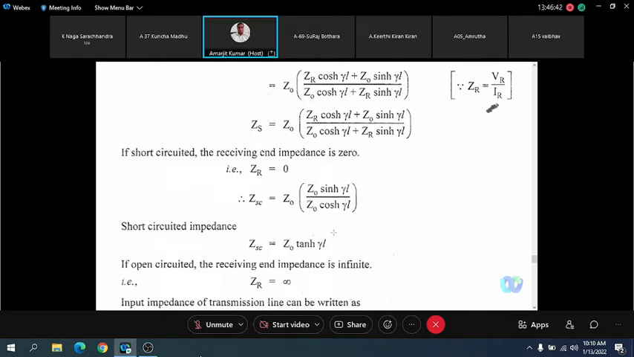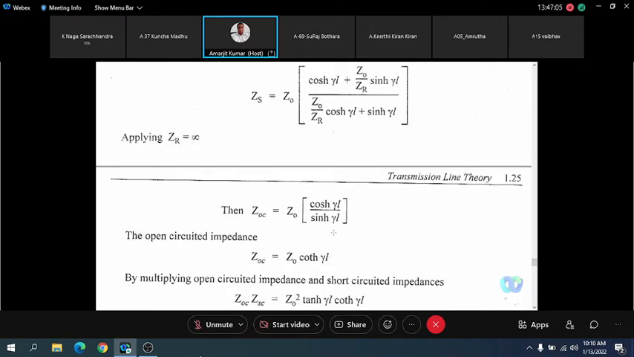And what about the impedance of the open circuited transmission line? So for the open circuited line, Zr tends to infinity. So Zr tends to infinity means, what will be Zs? Zs will be equal to Z0 coth γL. See here, Z0 coth γL. So the input impedance of an open circuited transmission line is equal to Z0 coth γL.